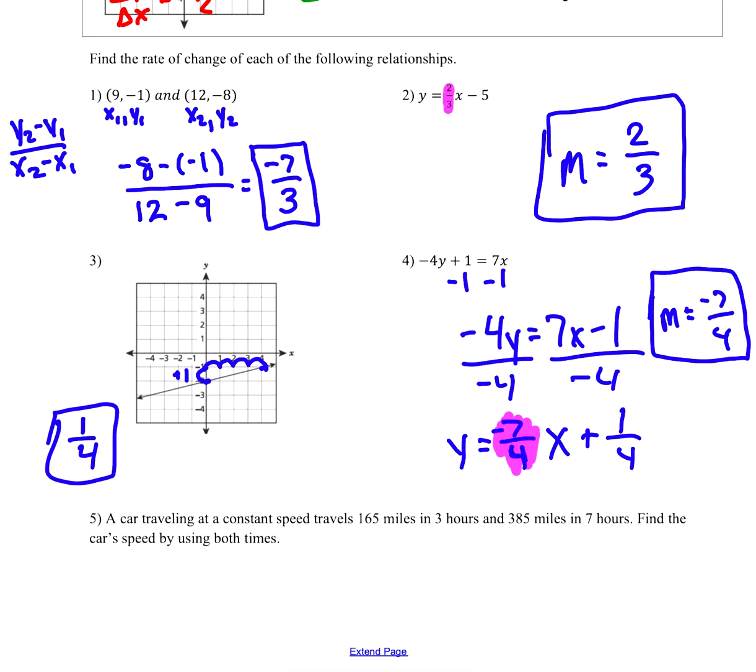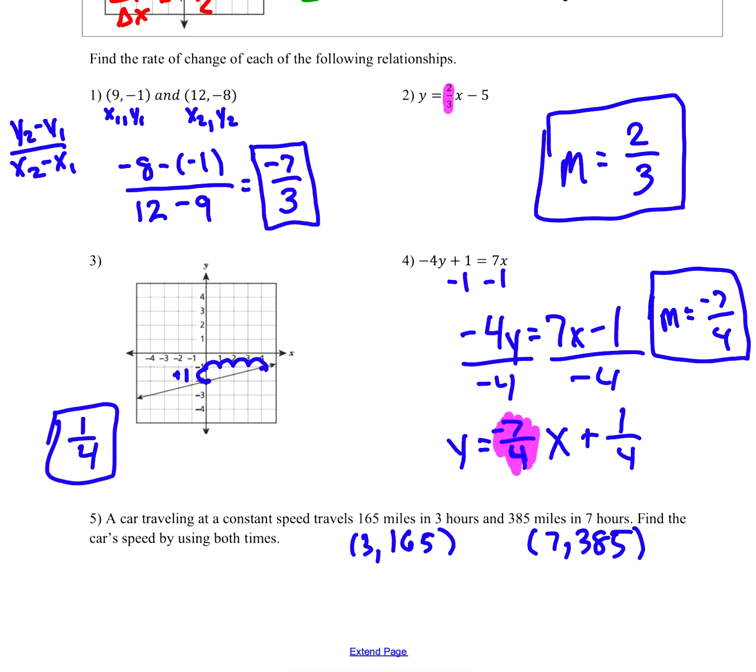And the last one, it's a speed question. A car is traveling at a constant speed. It travels 165 miles in 3 hours and 385 miles in 7 hours. Find the car's speed by using both times. So really what this is giving us is 2 points. So this would be 3, 165. And this would be 7, 385.